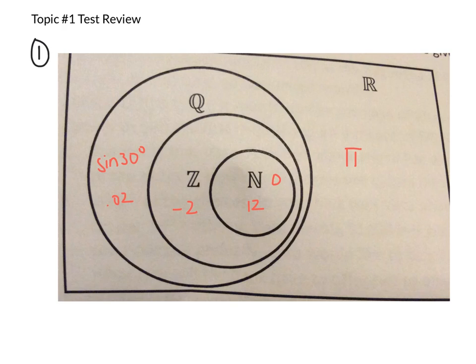This is the topic number 1 review video. So question number 1 gave you 5 numbers and asked you to place them on this chart. So remember, the boldface R is for real numbers, so that's anything that's not imaginary.